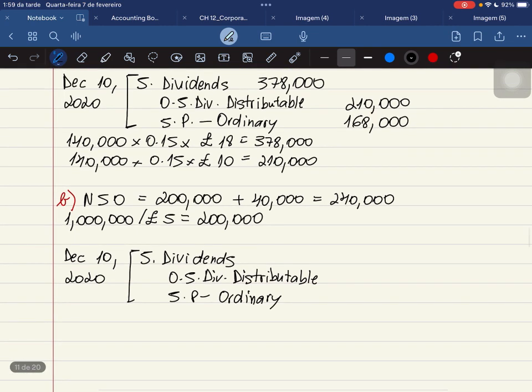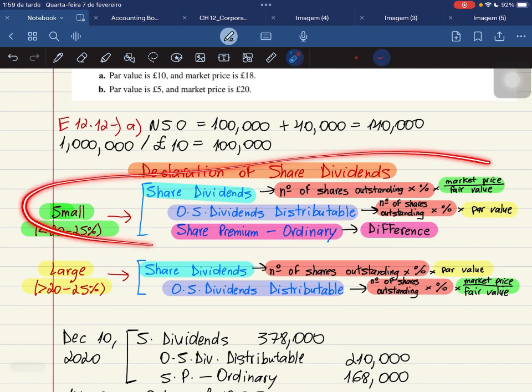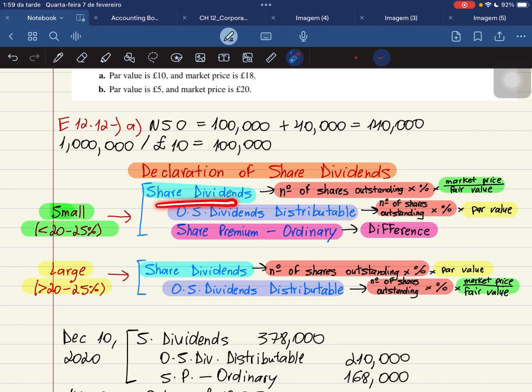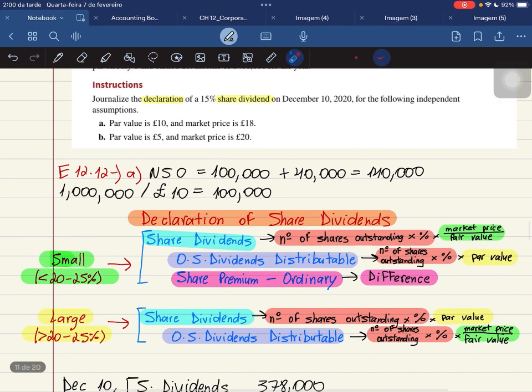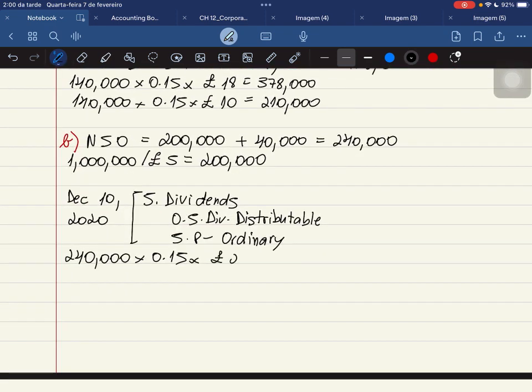Okay, so the share dividends, that is going to be what? That is going to be our 240,000 times our rate of 15% times what? We're still looking at this entry over here, right? This exercise is only at this entry because we do not have a large dividend. So for our share dividend, in this case, we will multiply by the market price. In this case, the new market price is 20 pounds. How much is that? That is 700,020.